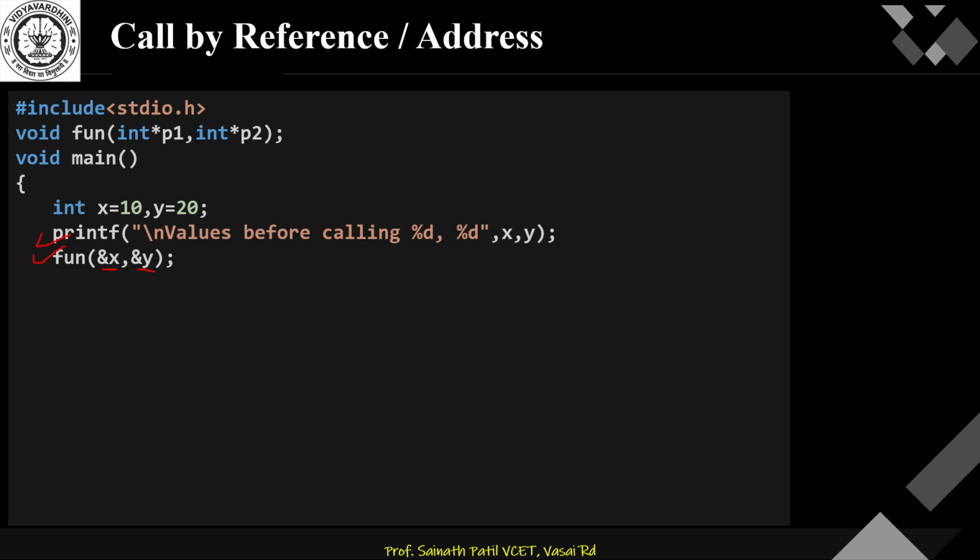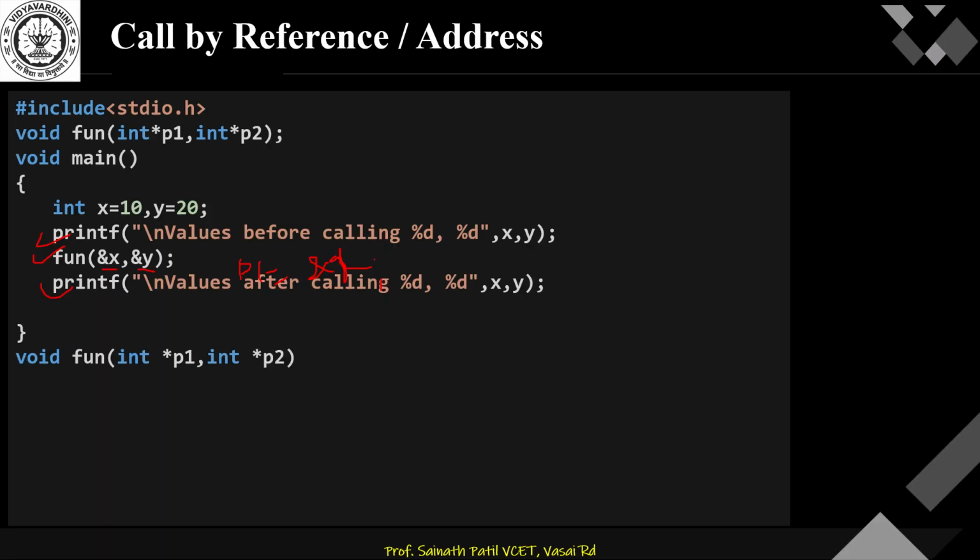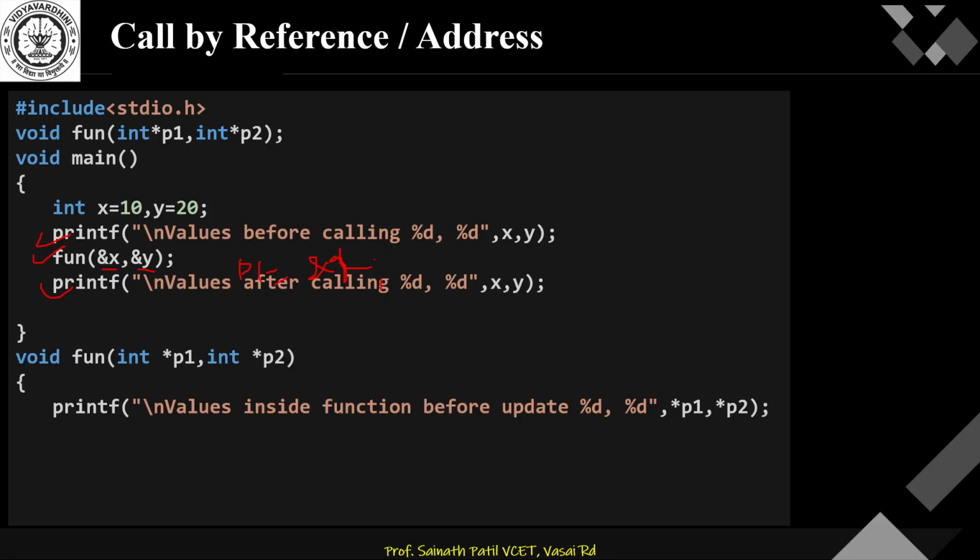It is the same as p1 is equal to address of x, like this. So instead of declaring *p1 here, I declare it here. So the address of x will be given to p1 and the address of y will be given to p2. Then a printf statement of values after calling the function. Then we'll come to the function definition void fun(int *p1, int *p2).